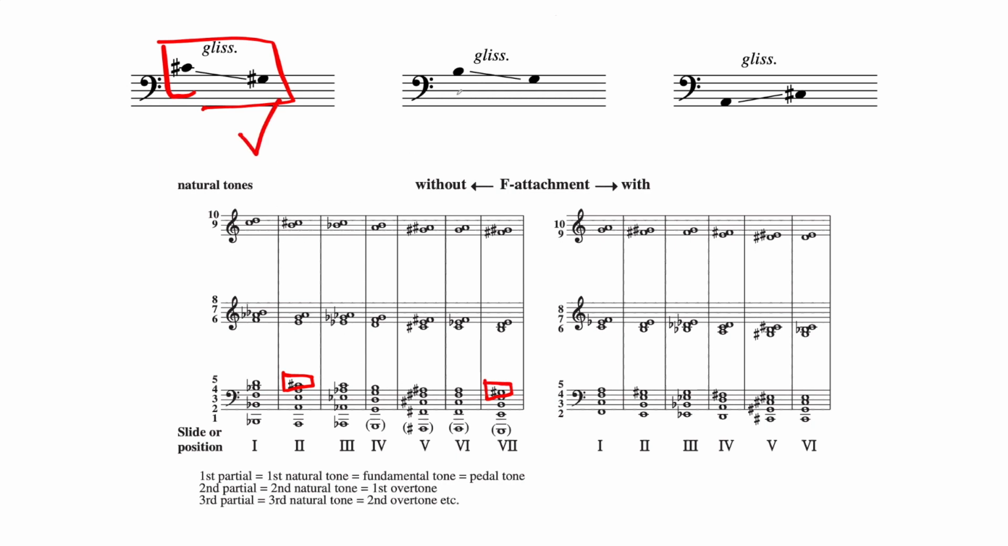What about the next one? Between B and G in this register, we have B here. Let's clear the picture. We have B here, but we don't have a G. And it is not possible to take the G as another partial. And what about if I use the F switch? Let's check it. I have a B natural here.